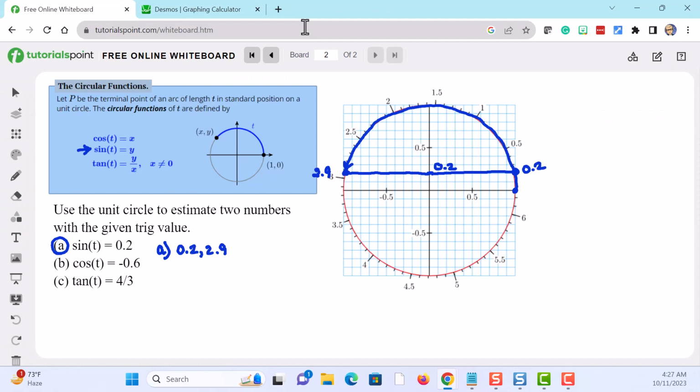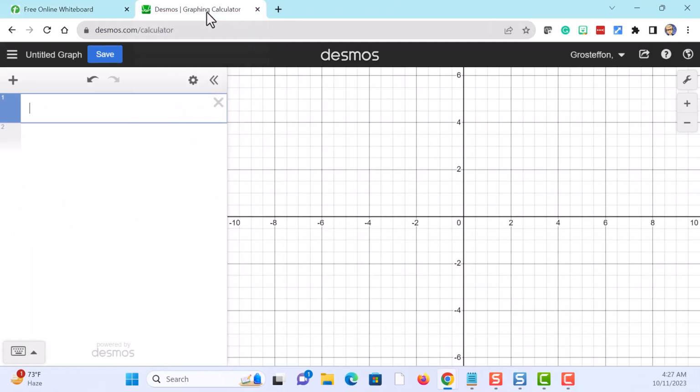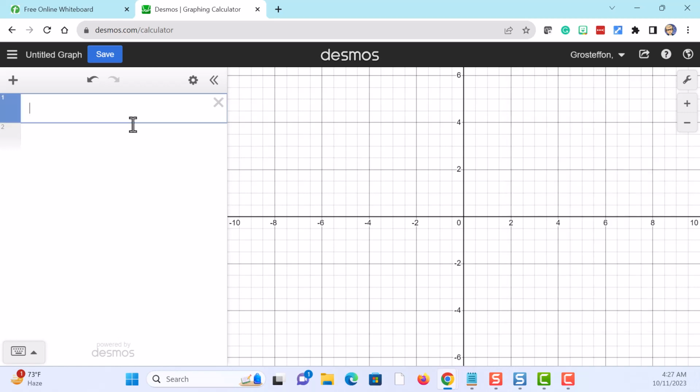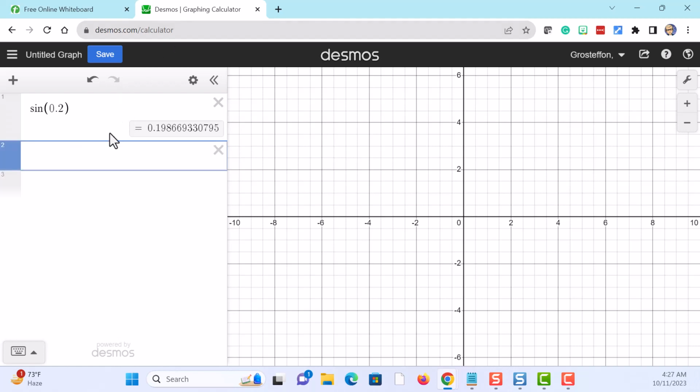Now to verify these answers, we can use a scientific calculator. First of all, double check and make sure that your calculator is in radian mode. We're not using degrees anymore. First, let's find sine of 0.2. And we can see that it rounds to 0.2, so that looks good. And then the other value was 2.9, so we find sine of 2.9. And that also rounds to 0.2, so we did pretty well.